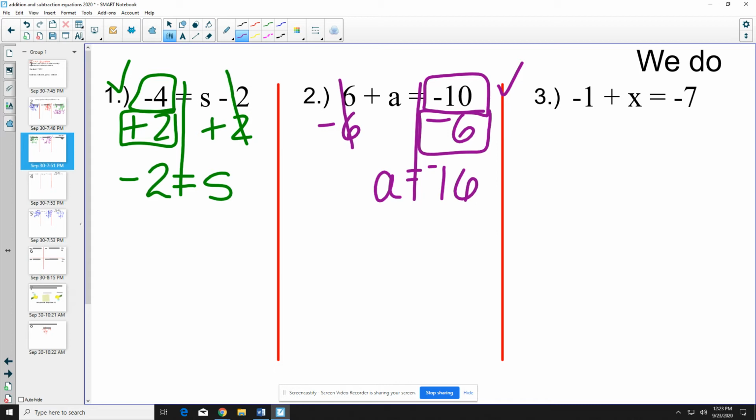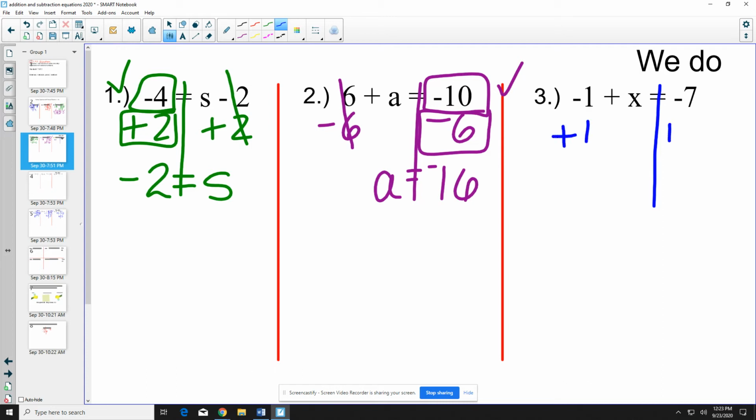Okay, do number 3 with me. In your notes, write -1 plus x equals -7. Draw a line to separate the sides. Look at the side with the variable. Your variable is x. You have a -1. You've got to think to yourself, what do I do to -1 to make it 0?